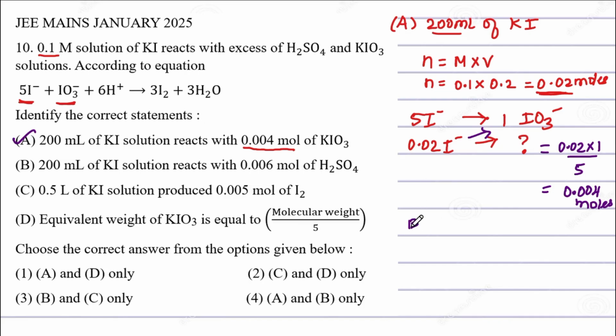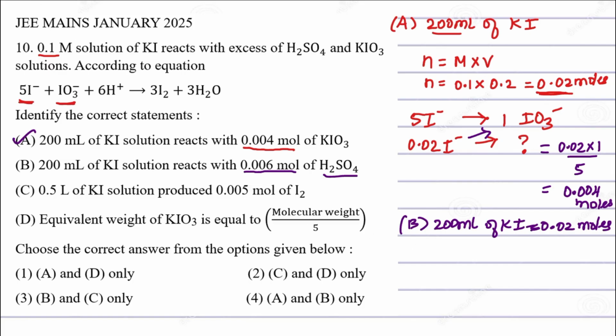Now let us see statement B. Again, 200 ml of KI will have 0.02 moles. 200 ml of KI solution reacts with 0.06 mole of H2SO4. H2SO4 in the ionic equation is represented as H plus. So let us see that.